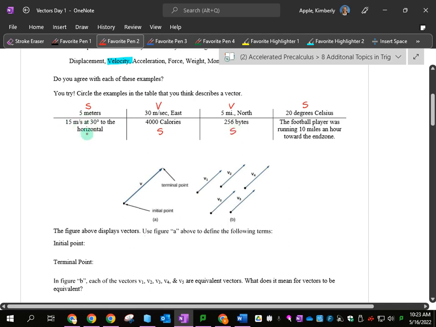15 meters per second at 30 degrees to the horizontal, definitely a vector. We have a direction. The football player was running 10 miles an hour towards the end zone, vector or scalar? Vector, because we have a direction for how fast he's moving.